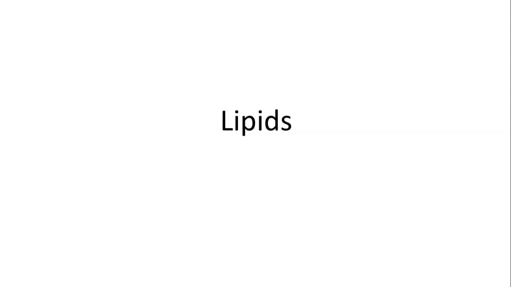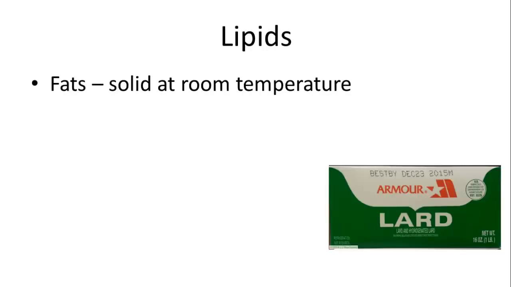Lipids are a kind of organic chemical that are extremely important in all biological systems. There are no biological systems that do not depend heavily on lipids in one form or another. Lipids, fats, we're talking about things that are solid at room temperature. This is a product you can purchase.